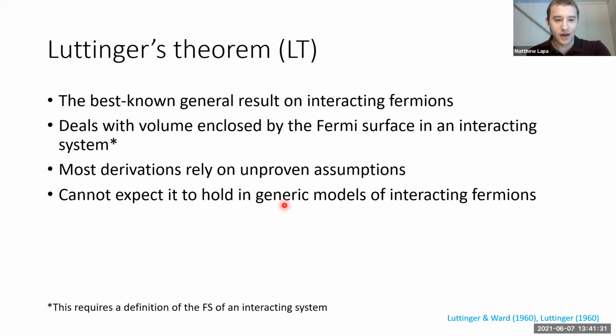One thing you should notice there is you need to define what you mean by the Fermi surface in an interacting system. In the context of these original works by Luttinger and Ward, they were working within perturbation theory. In that case, you could define the Fermi surface in an interacting system through a pole in a certain propagator. But if you're trying to work outside of that perturbation theory context, it's hard to come up with a definition. Most of the derivations of this theorem rely on different assumptions, and I'll tell you what some of those are. In general, I think you just shouldn't expect this theorem to hold in some generic model that someone would give you of interacting fermions.